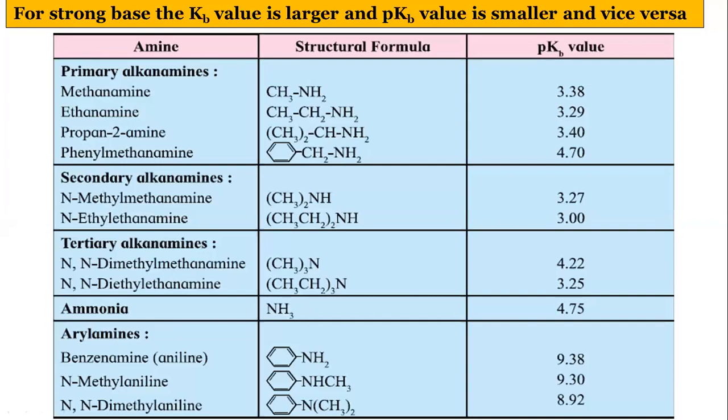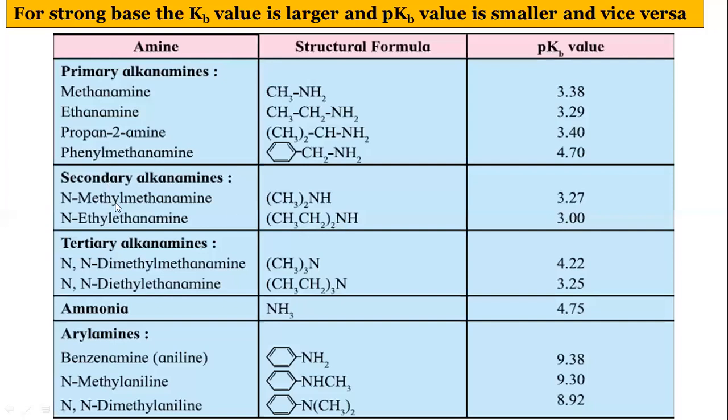We discussed acidity in the carboxylic acid chapter. If the pKa value is small, the acid will be strong, and if the Ka value is large, the acid is strong. Opposite to Ka and pKa values, there are pKb values, which are related to bases. When the pKb value is very small, we can see in this chart, the value is 3.0 here.